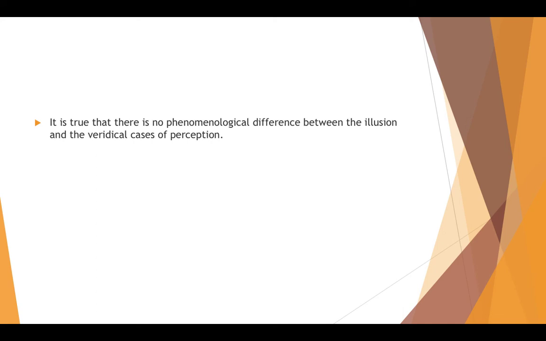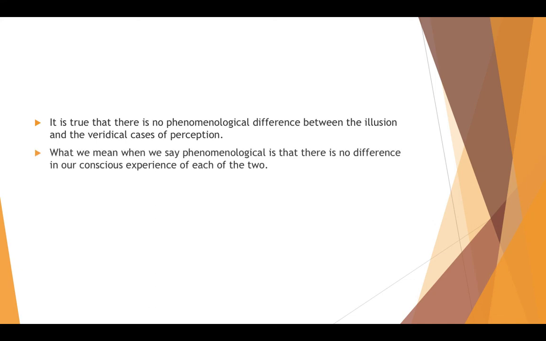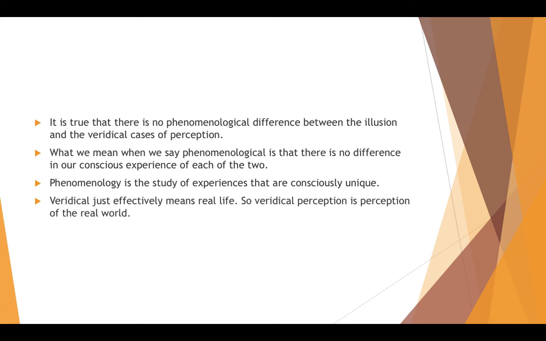That's the illusion argument. So, talking philosophically, it's true that there is no phenomenological difference between an illusion and the veridical cases of perception. What we mean when we say phenomenological is that there is no difference in our conscious experience of the two. The idea of phenomenology is the study of conscious experience, the study of experiences that are consciously unique. And like I already said, when we're talking about veridical perception, we're talking about perception of the real world, real perception, the real link.